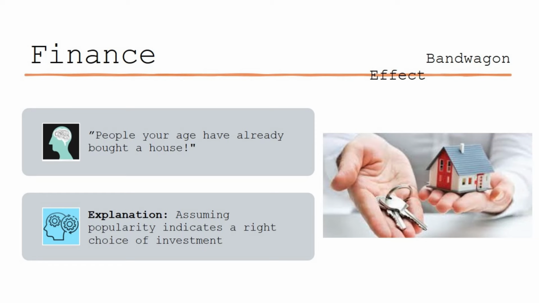People your age have already bought a home. So, this is again a bandwagon effect. You need to apply both emotional and rational intelligence to make this decision.